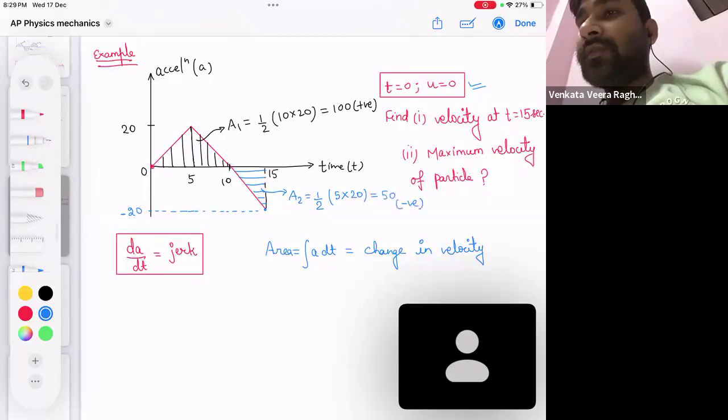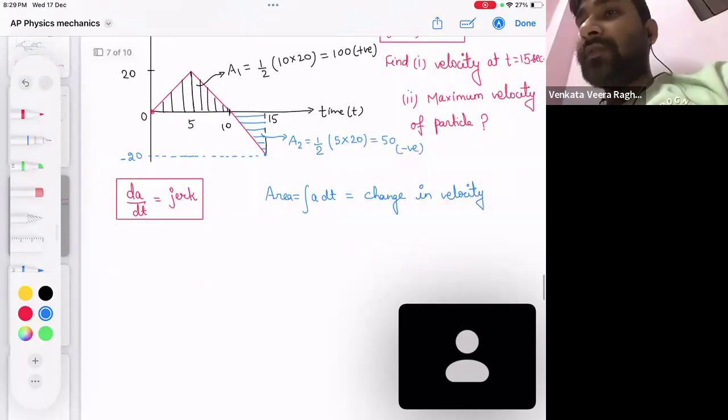So what is the velocity at t equal to 15? Change in velocity is the area: area 100 minus area 50. And change in velocity means V final minus V initial.